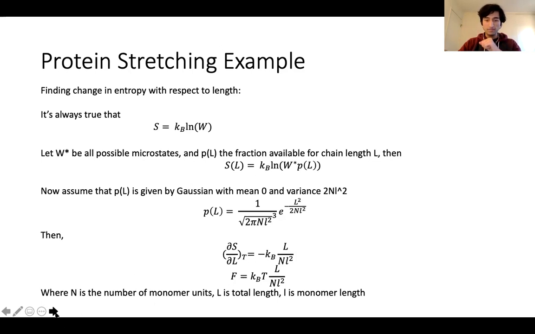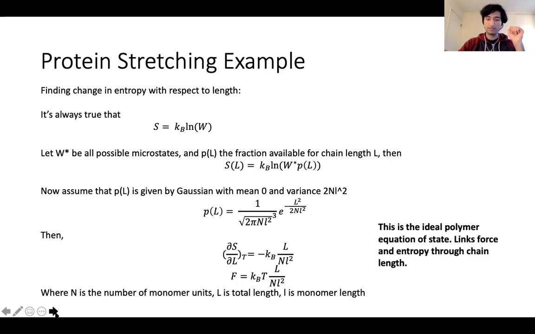And if we notice, this now allows us to express force in terms of N, which is the number of monomers in a polymer, as well as L, which is the total length of the polymer chain, and lowercase l, which is the length of an individual monomer. So this really ties everything together, and this is the ideal polymer equation of state that you derived. And then later in lecture, there was also another slide for a worm-like chain model, which is just a slightly better approximation than this that makes a few additional assumptions. So before I proceed, are there any questions so far?